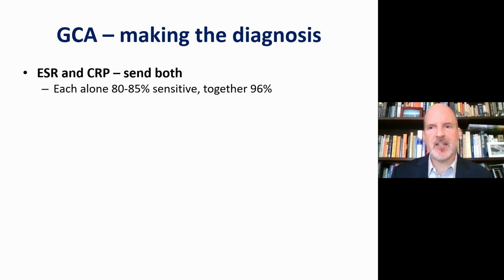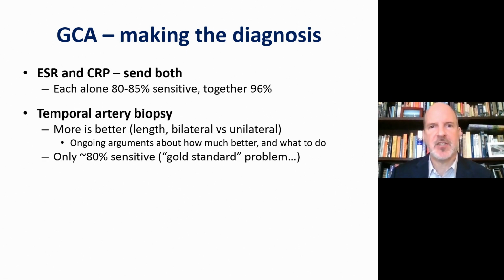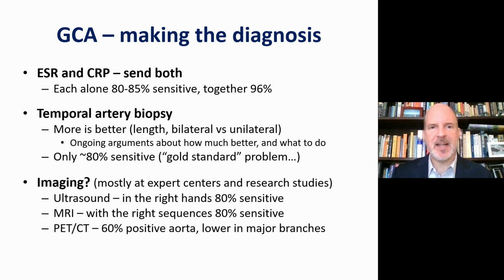So how do you make the diagnosis? Well, you send both the CRP and the sed rate. And the reason is that either alone is not sensitive enough, but together, if they're both normal, the patient's really unlikely to have this disease. Temporal artery biopsy: if you get more tissue, you are more likely to have a positive biopsy, but people argue about how to put that into an algorithm. And even so, no matter how much you take, there are clearly patients who have GCA in whom the biopsy will be negative, and that makes it hard.